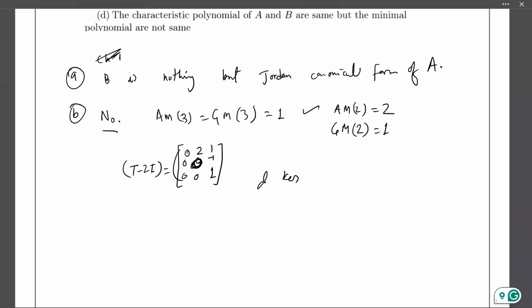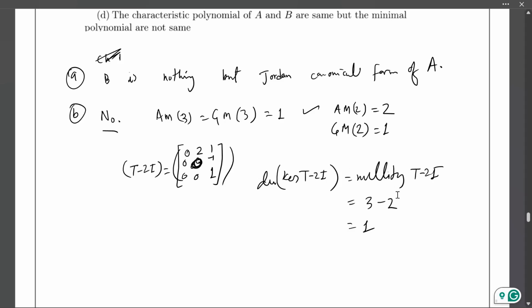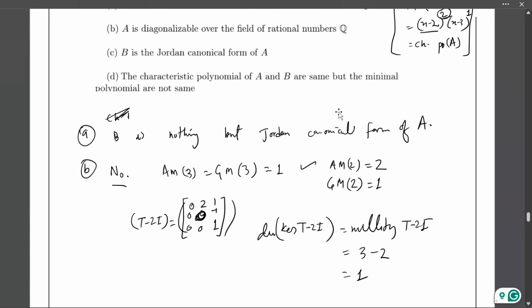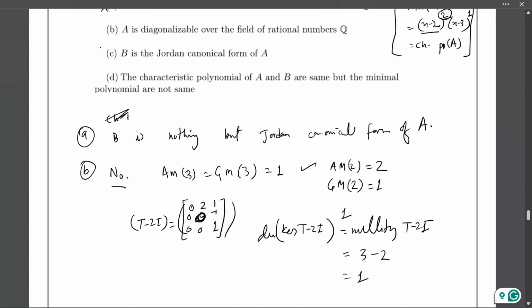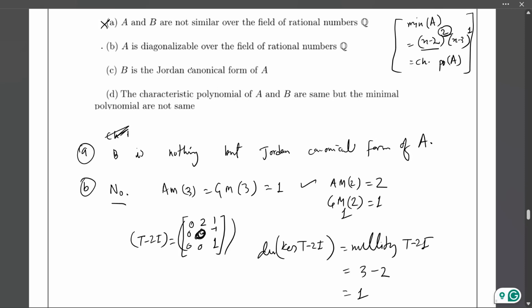What is nullity? It means the dimension of the kernel of T minus 2I. This is the nullity of T minus 2I. Because the rank of this matrix is 2, right? 2 non-zero columns. Yes, 2 linearly independent columns. So this is 3 minus 2. This is just 1. I'm using the rank-nullity theorem because the rank is 2. So we got that option B is also false, right? Diagonalizable means the algebraic multiplicity for every eigenvalue and the geometric multiplicities are the same.